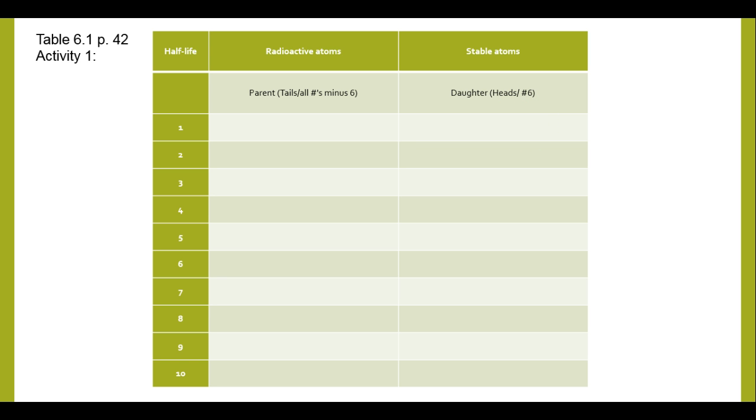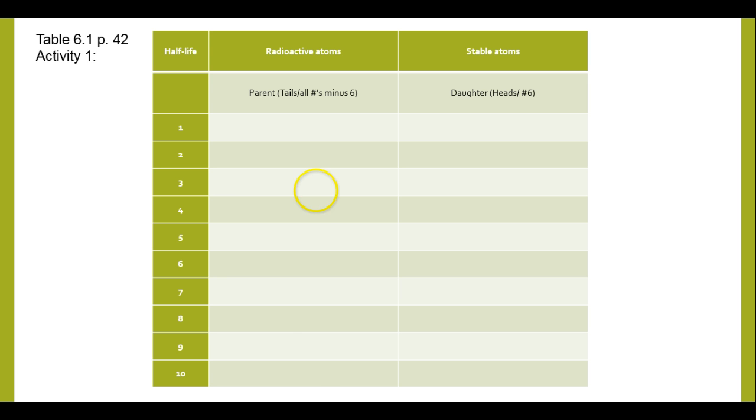You're then going to pick up all the tails, or all of the dice that didn't roll a 6, and re-roll them again, or toss them again. This will be your second half-life. Again, count the number of parents, number of tails, or number of dice that don't show a 6. On the other side, the daughter, number of heads, or number of dice that show 6. Again, you'll pick up all the ones that represent the parent, so that means all the tails, or all the numbered dice that do not show 6, and do this again.